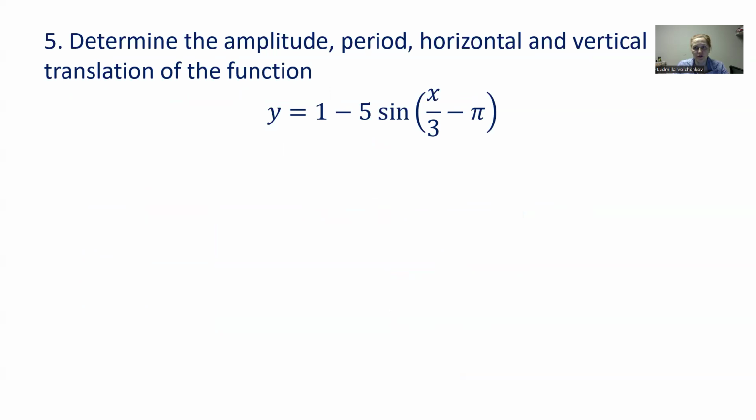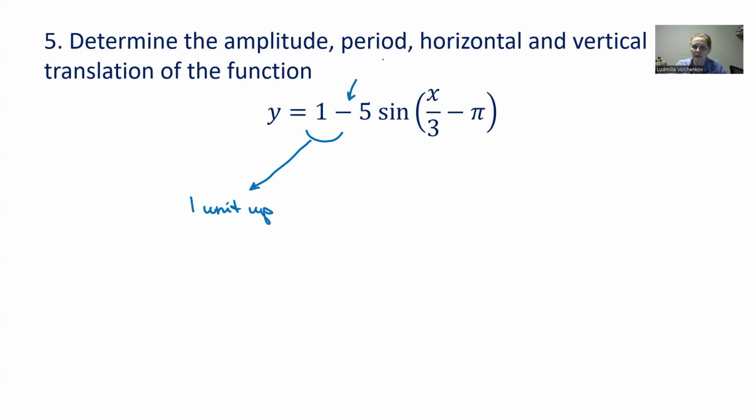Determine the amplitude, period, horizontal and vertical translation of the given function. So the first number, positive 1, describes the vertical translation. So when you start graphing, you first graph the sine, and then you move it according to this number that is added or subtracted. Since 1 is positive, the vertical translation is positive. So 1 unit up, positive vertical translation.